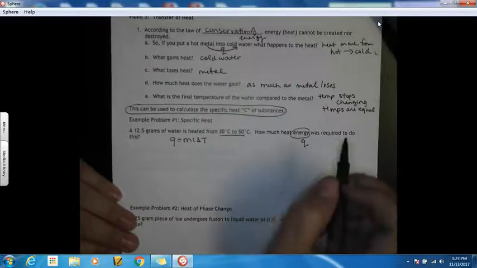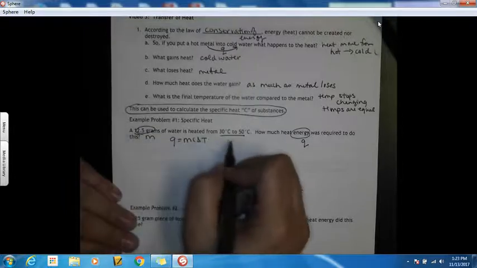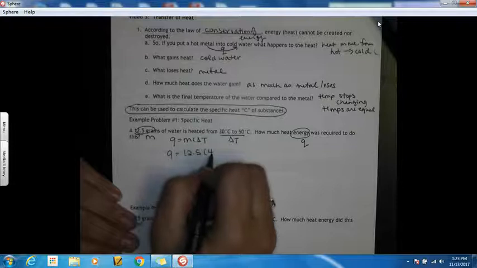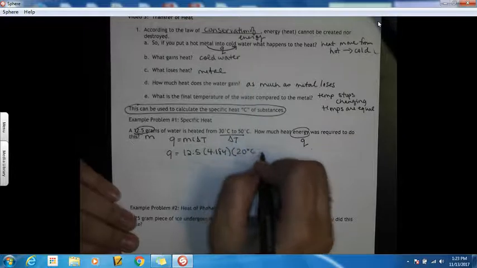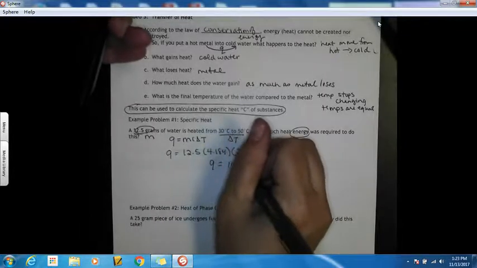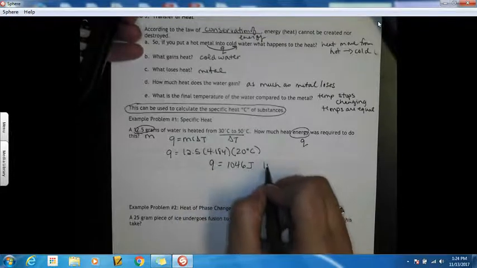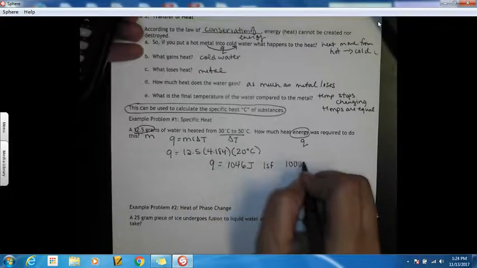That's Q. We know the mass, and we know our delta T. We always know our specific heat for water. So Q will be equal to m times c for water times delta T, in this case 20. And so Q is equal to 1046. Now here we have three significant figures. Here we have one significant figure. So if we round this to just one significant figure, that would just be 1000 joules.